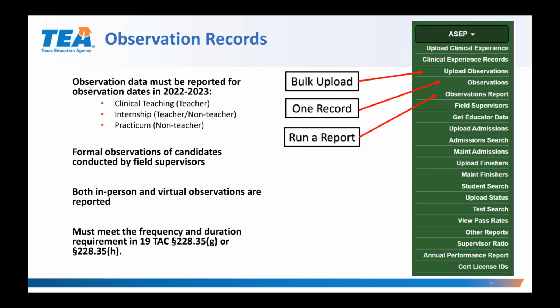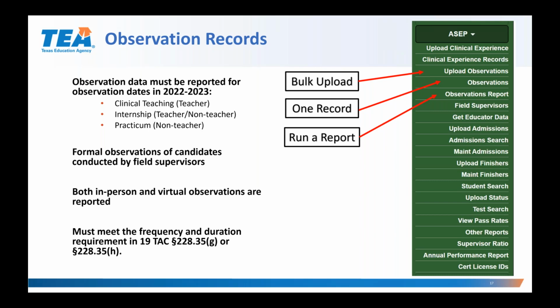Now let's consider observation records. Observation data that you generated in 22-23 must be reported for each candidate engaged in clinical teaching, an internship, or practicum, even if that candidate is not finishing that experience during 22-23. This requirement includes teacher candidates and non-teacher candidates. If you do not enter those observations before ASEP locks on September 15th, you will not be able to enter them at all. This functionality is not new and has been in place for years.